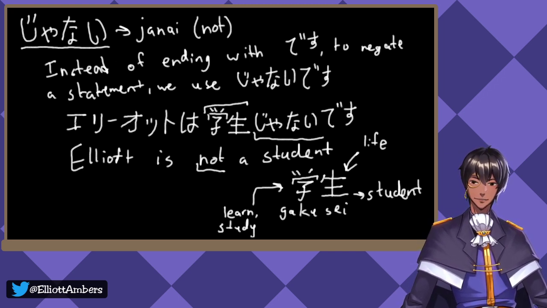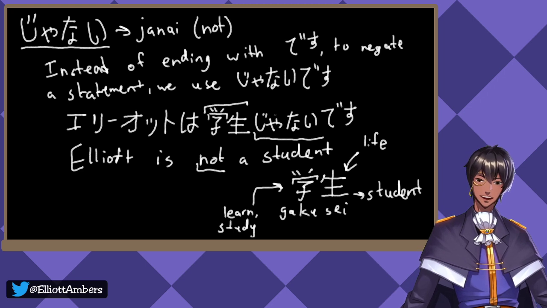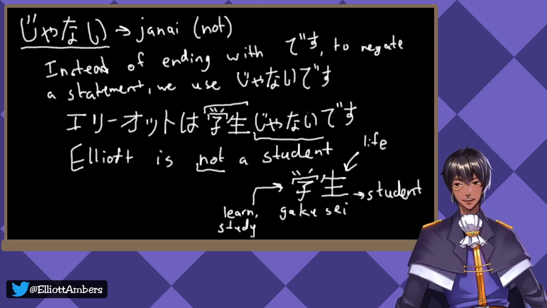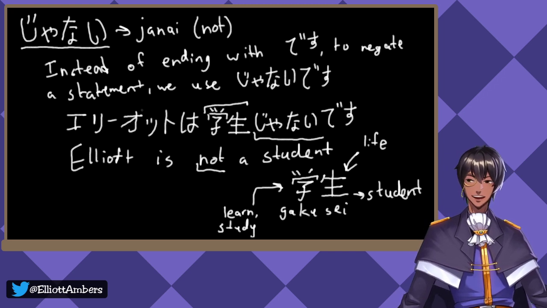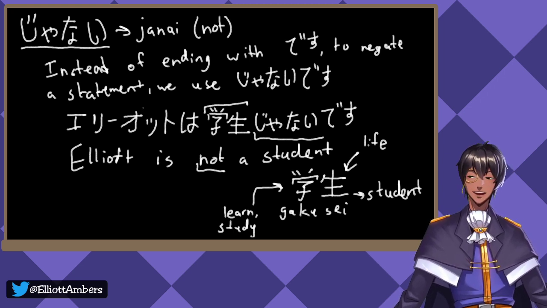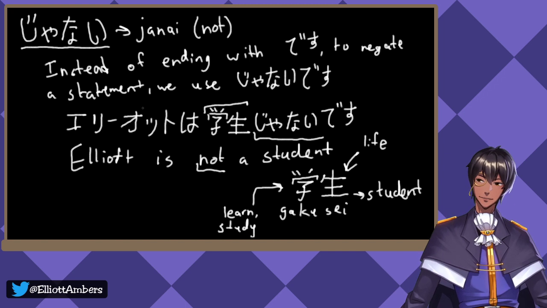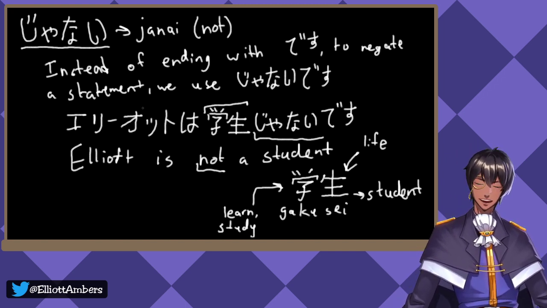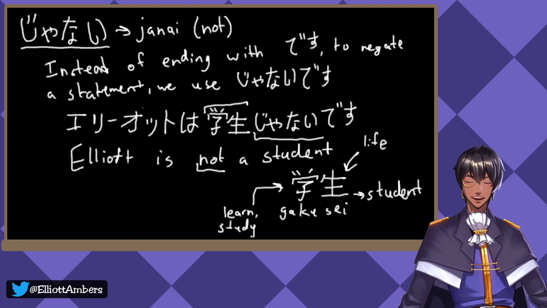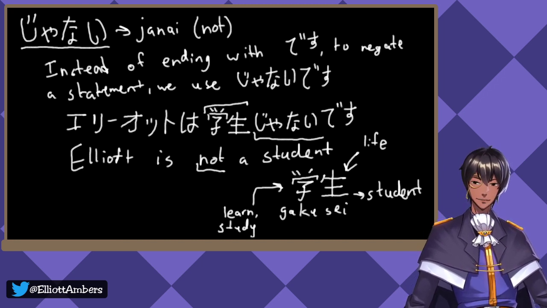And so yeah, instead of saying Erioto wa gakusei desu, which would say that I am a student, we say Erioto wa gakusei janai desu. The janai is to negate a sentence. So if we wanted to talk about three people, using the previous example with mo and janai, we could do the following.